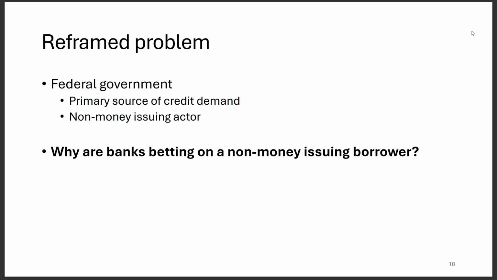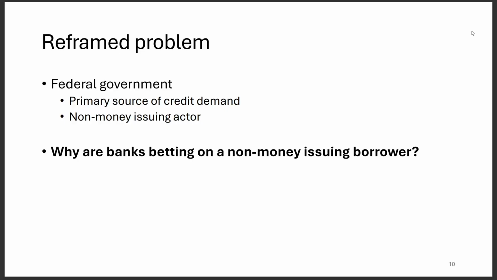So the reframed problem focuses on two features of the federal government. Firstly, that the federal government is the primary source of credit demand in this economy, and that it is a non-money issuing actor ever since the 2022 amendment to the State Bank Act. And so the reframed question is this: why are banks lending to the government at all?